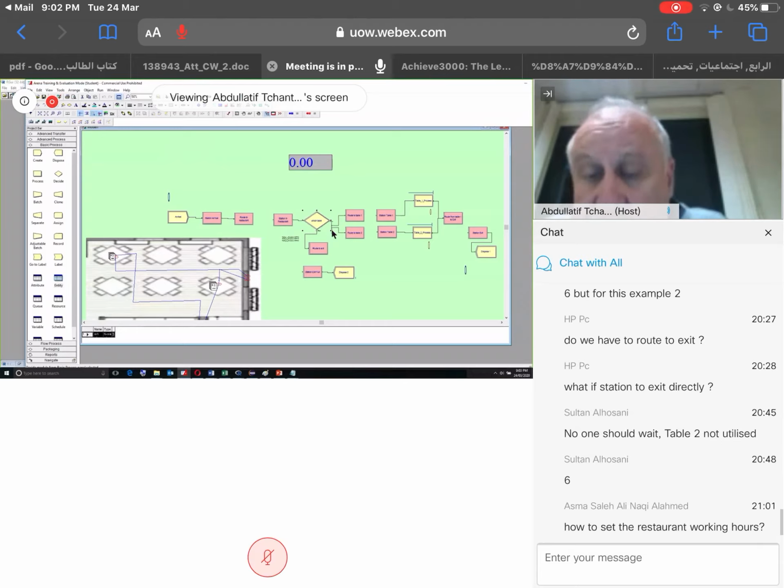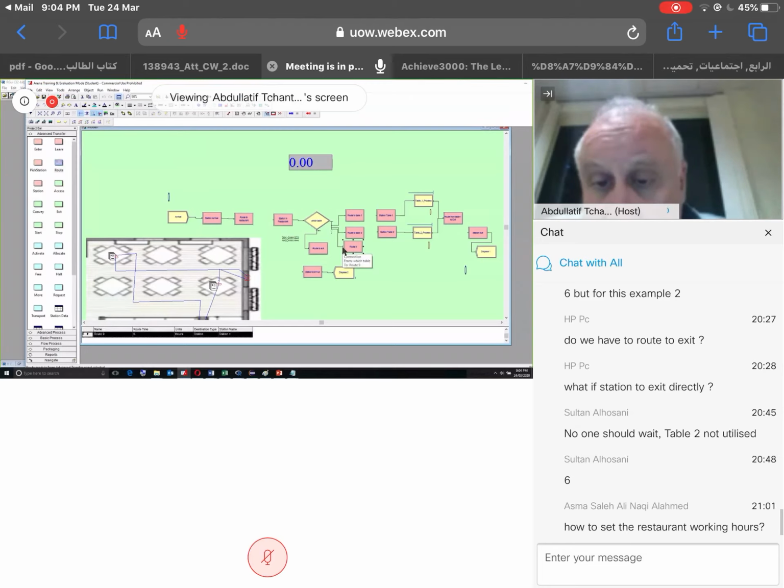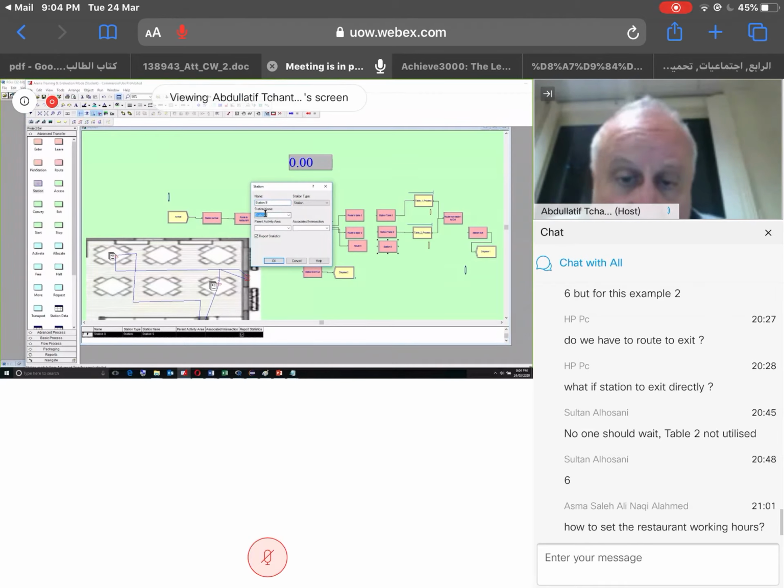Now you can see that I have another route. Please, where is advanced transfer? Route, what is route? Yeah, it's here. Okay, and then you continue. Only 1, 2, 3. This one, you go to station table 3. Where is station? Call it station table 3 if you want.